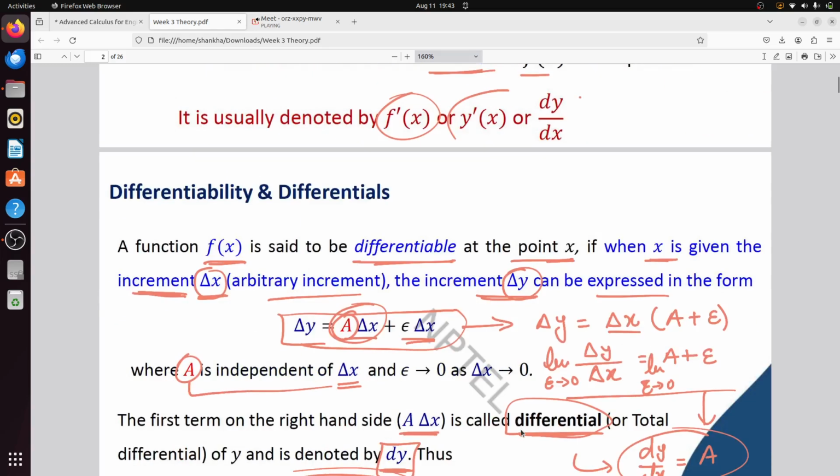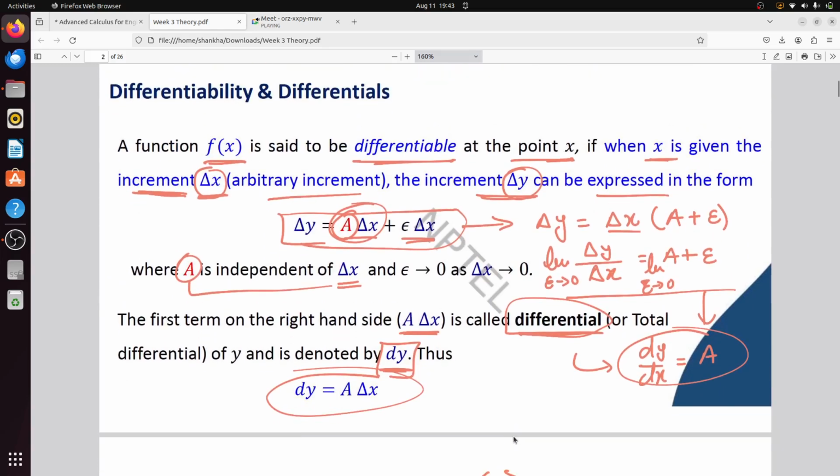Okay. So differentiability and differentials. A function f(x) is said to be differentiable at the point x if, when x is given the increment delta x, the increment delta y can be expressed in the form delta y equal to A delta x plus epsilon delta x, where A is independent of delta x and epsilon tends to 0 as delta x tends to 0. This A delta x is called the differential or total differential of y and is denoted by dy. So dy is A into delta x.